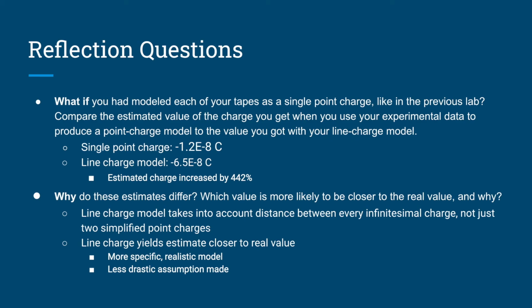Also, why do these estimates differ? Which value is more likely to be closer to the real value, and why? The line charge model takes into account the distance between every infinitesimal charge, not just the two simplified point charges. So greater charge is needed to span all that distance with an equal electric force. The line charge yields an estimate closer to the real value because it is a more specific, realistic model that makes less dramatic assumptions.